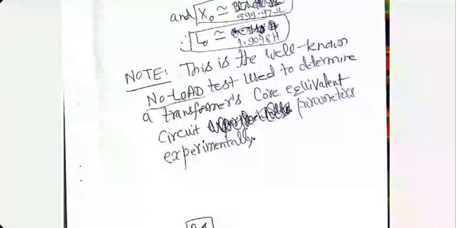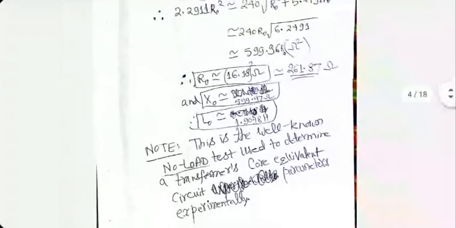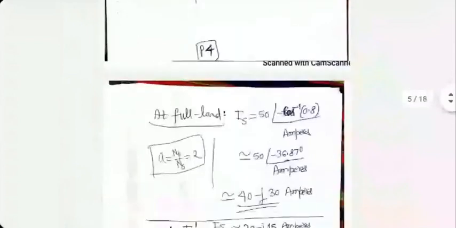Theories apart, we try to figure out a lot of equivalent circuit parameters in the transformer experimentally. And this is one method for figuring out L0 and R0. Now under loaded conditions, what happens?